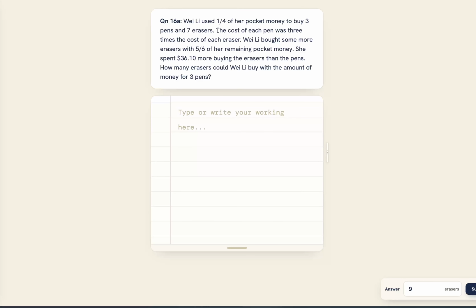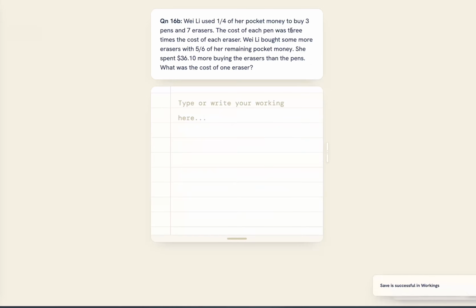So from the question, the cost of each pen was 3 times the cost of each eraser. Means 1 pen is equal to 3 erasers. So how many erasers could Weili buy with the amount of money for 3 pens? That means 3 pens is 3 times 3, equal to 9 erasers. Okay, pretty straightforward. So the next part, question 16 part B: she spent $36.10 more buying the erasers than the pens. What was the cost of 1 eraser?